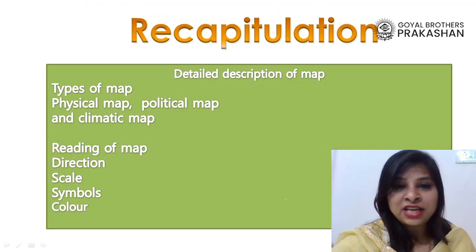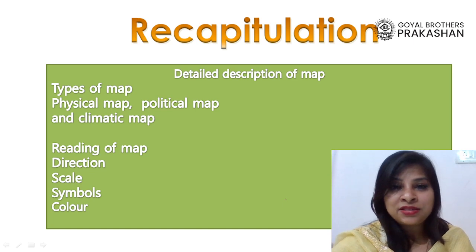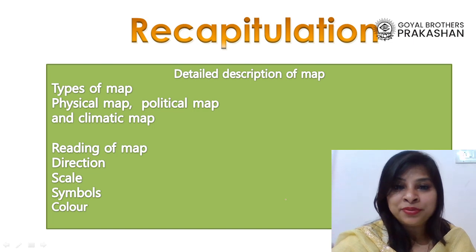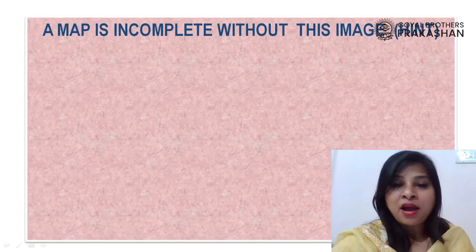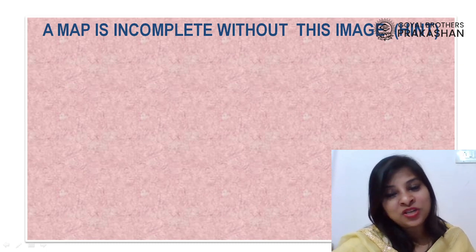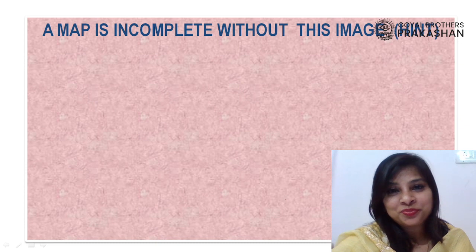Let's do a little recapitulation. We did the detailed description of a map. Then we did the types of map: physical map, political map, and climatic map. Then we did reading of a map: direction, scales, symbols, colors. Then a map is incomplete without this image. Now, what can the image be? I'll tell you.